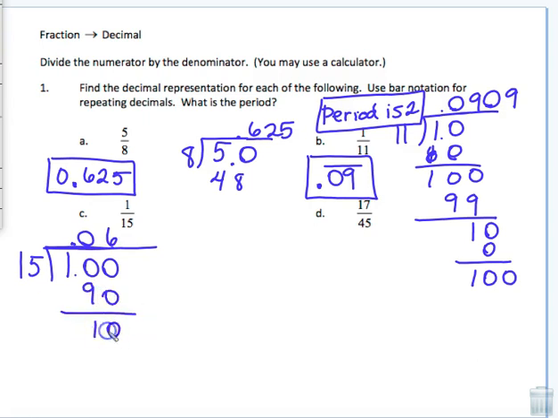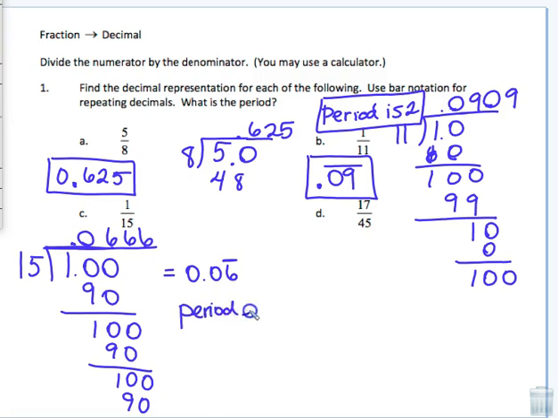That gives me a remainder of 10, and I can drop a 0. That'd be 6 times again to get 90. That's 10 again, drop a 0, 6 again to get 90. And so I see here that I'm repeating that 6. The 0 doesn't repeat, just the 6. So my answer is decimal point 06, but only a line above the 6 because the 6 is the only thing that repeats. Since there's only one digit that repeats, that means that on this one, the period is 1.